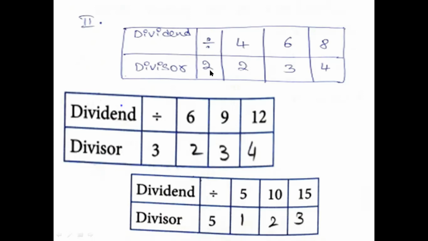Next, 6 divided by 2. 2 ones are 2, 2 threes are 6. 3 is quotient. 8 divided by 2. 2 fours are 8. 4 is quotient. Now 5 divided by 5. 5 ones are 5. 10 divided by 5. 5 twos are 10. Quotient is 2. 15 divided by 5. 5 ones are 5, 5 twos are 10, 5 threes are 15. 3 is quotient. Let's do it.